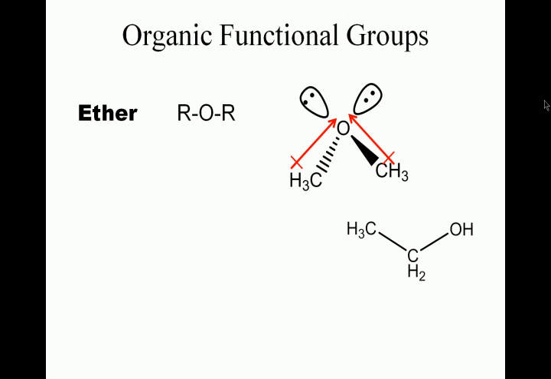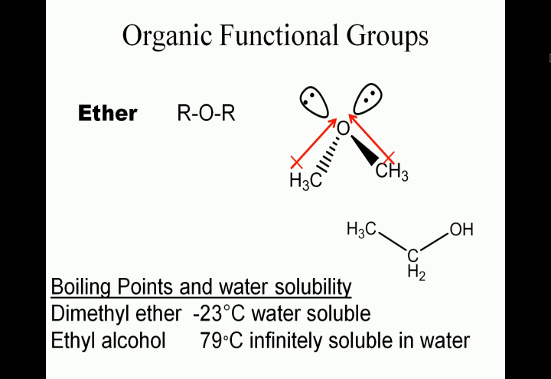However, if we compare dimethyl ether with ethanol, an alcohol that has the same molecular formula as dimethyl ether, these two compounds are constitutional isomers. Ethanol is capable of hydrogen bonding, where dimethyl ether is not. And this is reflected in the physical properties of these compounds. So if we look at the boiling points and water solubility, our dimethyl ether has a very low boiling point at -23 degrees C, and ethyl alcohol, or ethanol, boils at 79 degrees centigrade.